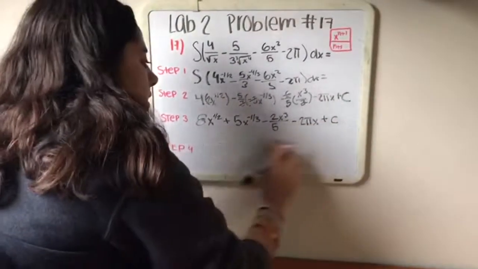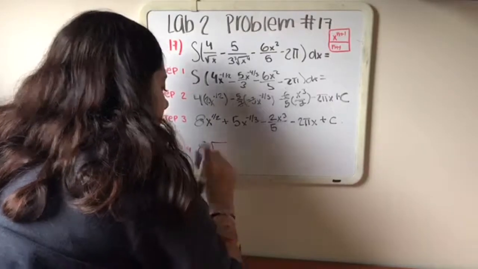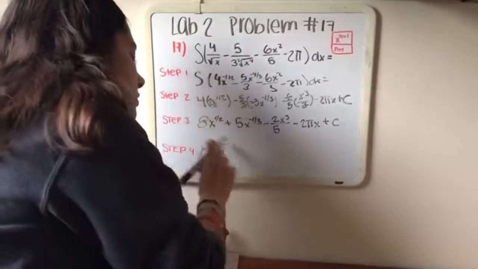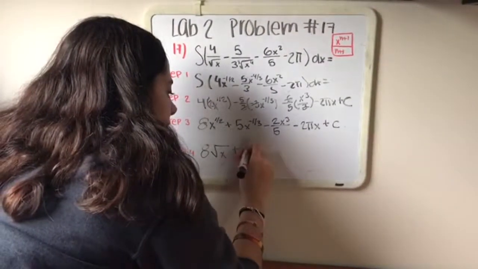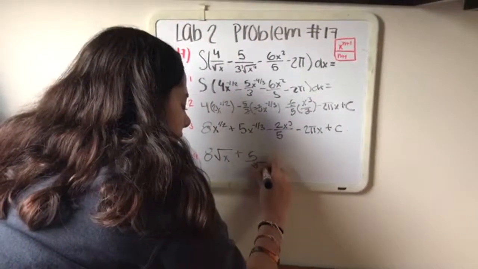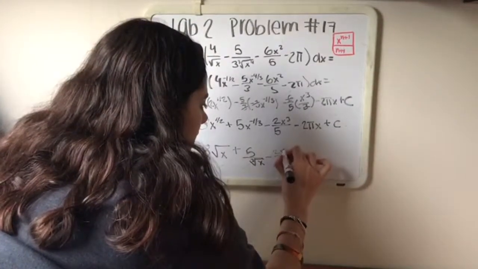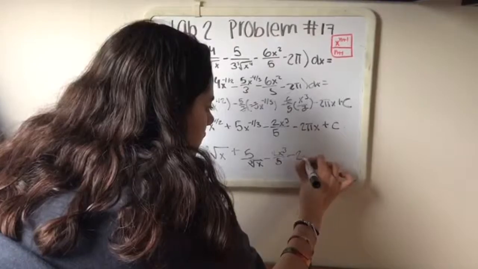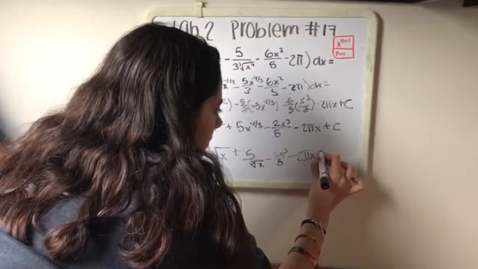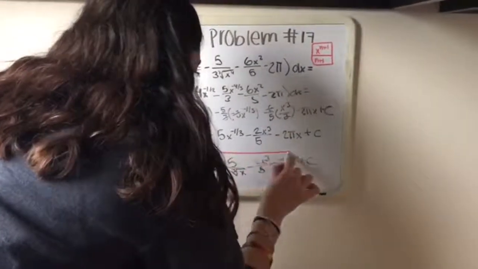So at the end we rewrite the equation, so it will be 8 times the square root of x plus 5 times the square root of 3x, minus 2/5 x cubed, minus 2 pi x plus c. And this will be my final answer.